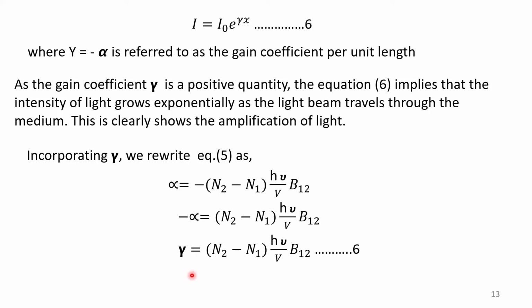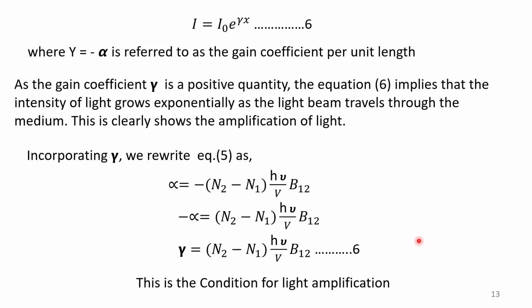Now by substituting the value of minus alpha, which we have taken as gamma, we can write the equation gamma equal to (n2 minus n1) into h nu divided by v into B12 here. And this is the condition of light amplification.